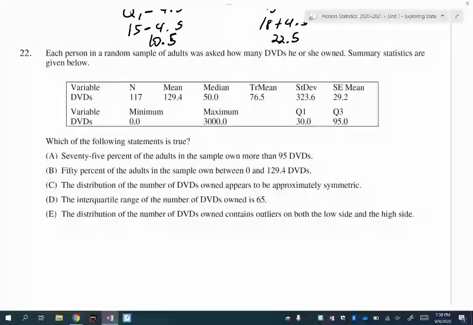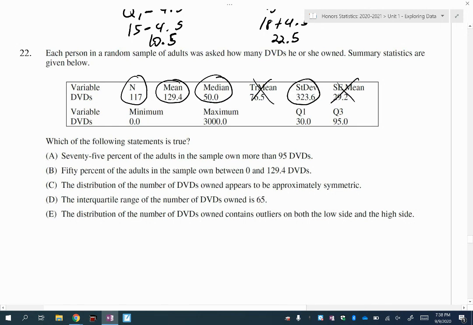Now, the first thing I noticed, and there's a lot going on here, is N, which you haven't really talked about. That's just how many people were asked in this sample. So 117 adults answered the survey. We have a mean, we have a median. Don't worry about this TR mean. We know standard deviation, don't need to worry about that yet. We know minimum, we know maximum.